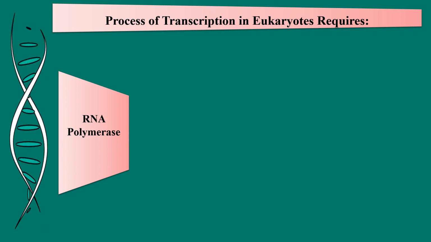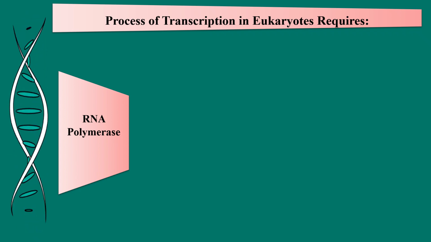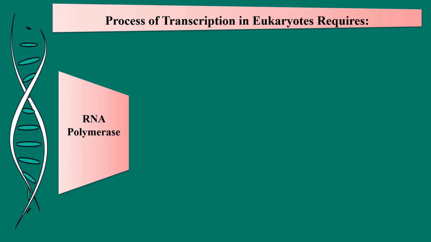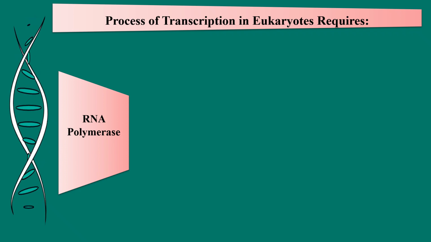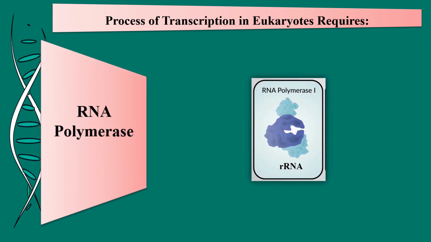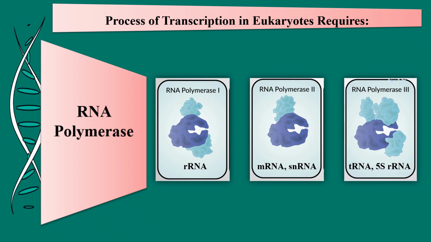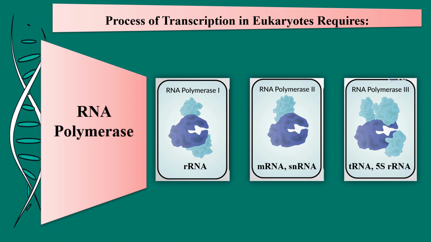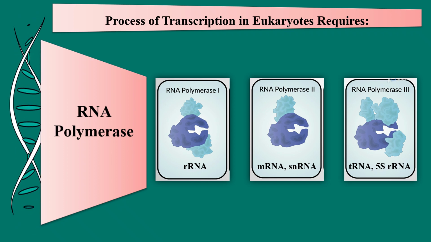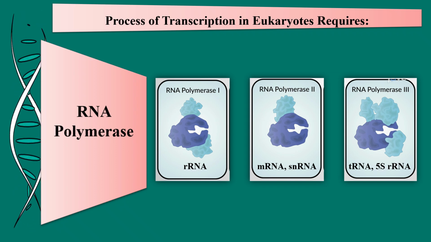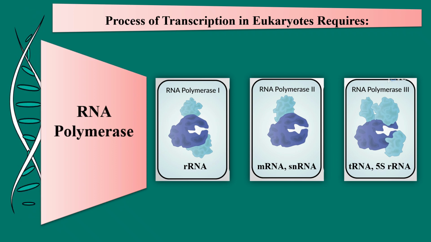RNA polymerase is basically the enzyme that is responsible for the formation of the RNA chain. But in eukaryotes, there are three different types of RNA polymerases for the synthesis of different types of RNAs: RNA polymerase 1, RNA polymerase 2, and RNA polymerase 3. RNA polymerase 1 catalyzes the synthesis of ribosomal RNA. RNA polymerase 2 catalyzes the synthesis of messenger RNA and snRNA. And RNA polymerase 3 catalyzes the synthesis of transfer RNA and the 5S subunit of ribosomal RNA.